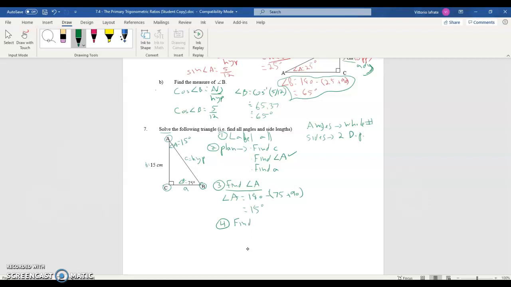You might have done a different order than I did, but that's fine. Let's just make sure we have the right answer. So find side A. Let's choose an angle. It doesn't matter what angle we choose. I'm going to choose one that's already given to us, just in case I made a mistake with the first one. So I'm going to choose angle B over here.